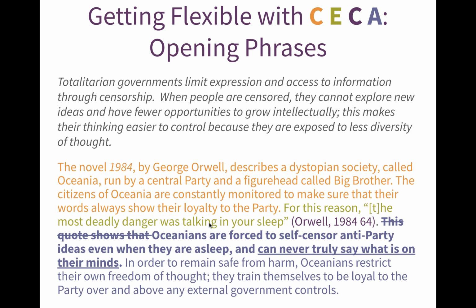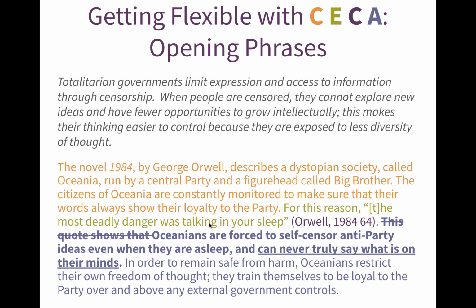The novel 1984 by George Orwell describes a dystopian society called Oceania, run by a central party and a figurehead called Big Brother. The citizens of Oceania are constantly monitored to make sure that their words always show their loyalty to the party. For this reason, the most deadly danger was talking in your sleep. Orwell, 1984, page 64. Oceanians are forced to self-censor anti-party ideas even when they are asleep, and can never truly say what is on their minds.